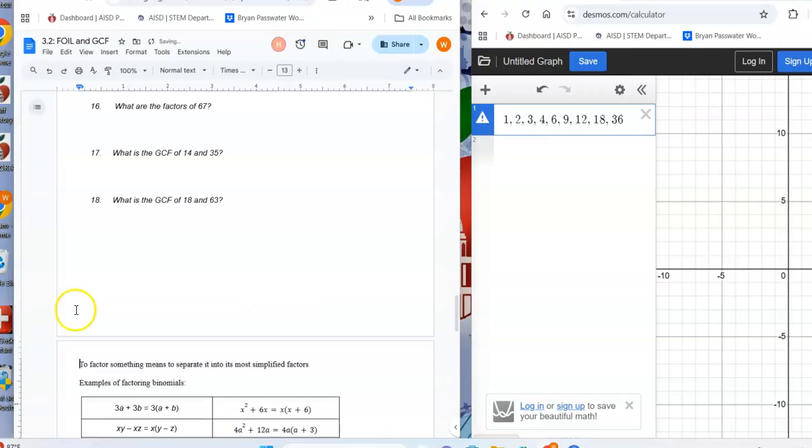GCF would be, like for number 17 is 7, and you can figure out 18.